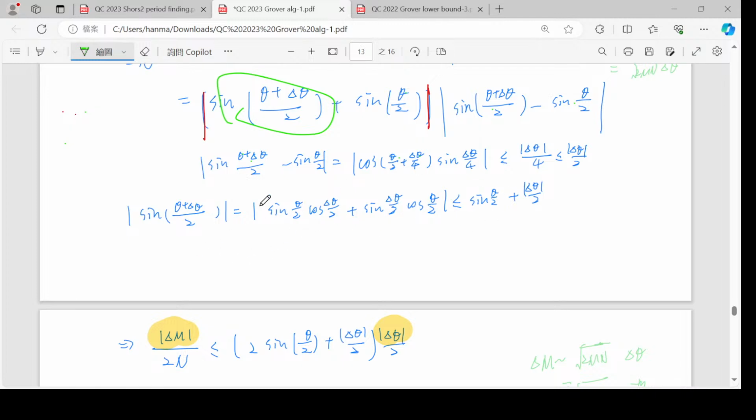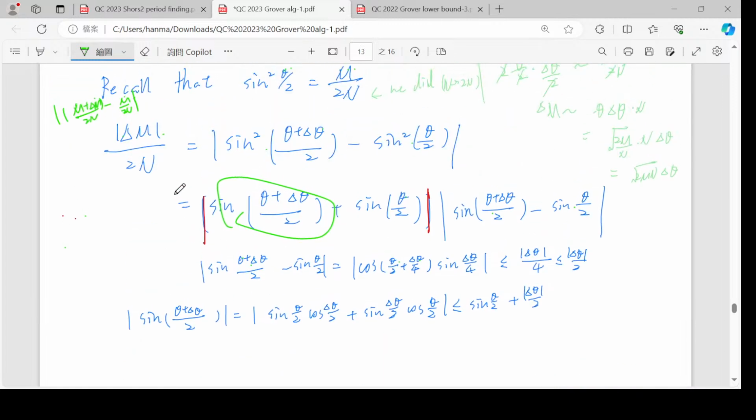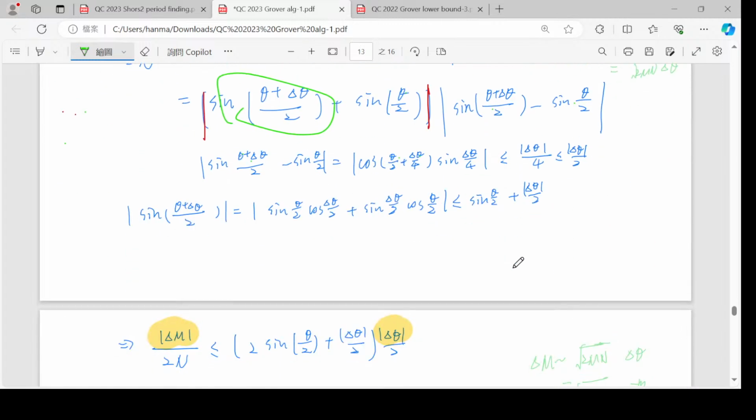And I guess here is where we use theta is less than pi over 2. So sine theta over 2 is positive because theta is in a nice range, so the absolute value of sine theta over 2 is just sine theta over 2. For the next term, once again we upper bound cosine theta over 2 by 1. Then we upper bound this sine of delta theta over 2 by delta theta over 2, and we take absolute value here, since delta theta can be positive or negative.